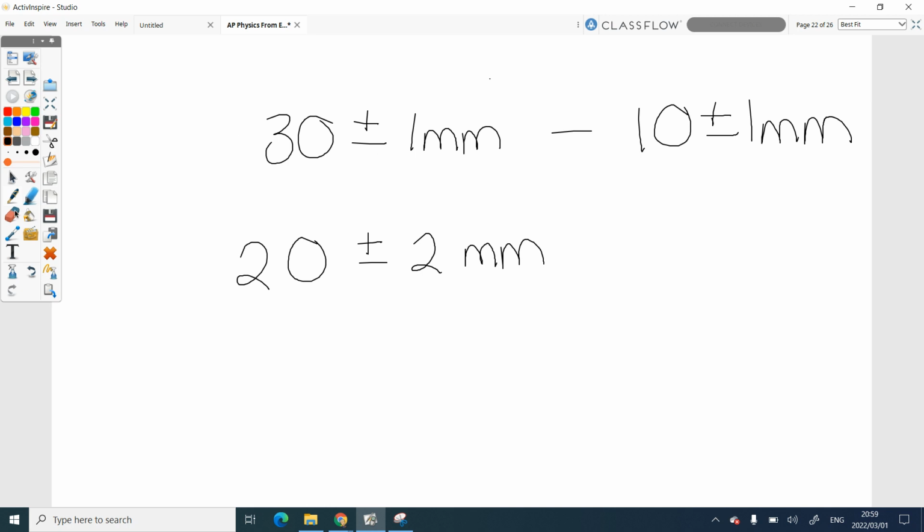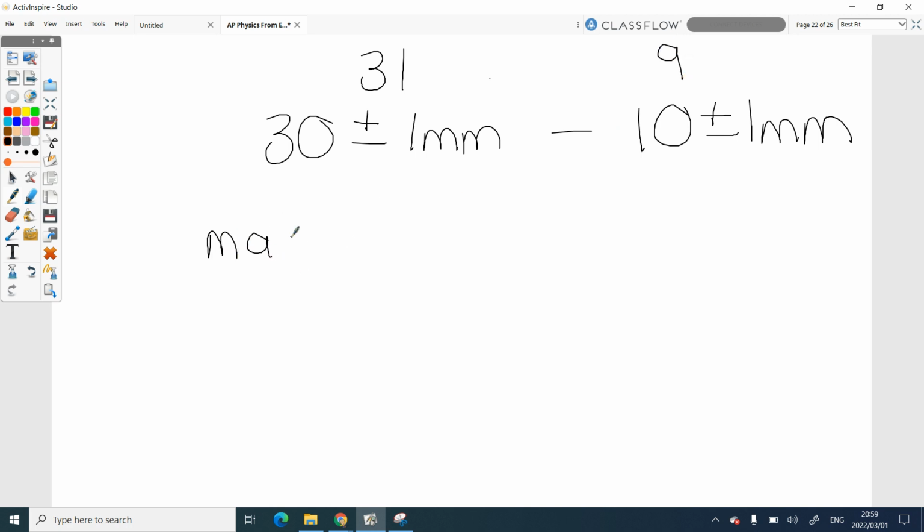So just remember that as well, because if we look at this answer, if this was the biggest value it could be, it would be 30 plus 1, so it will be 31. This would be 10 minus 1, so it will be 9. So the biggest this answer could be, the maximum value for my answer here, is going to be 31 minus 9. And now my midnight maths is going to be very bad, but I think it's 22. So it's going to be 22 millimeters.